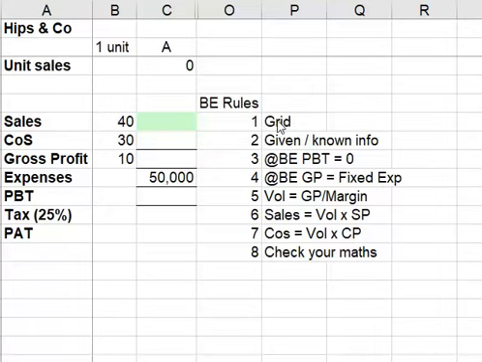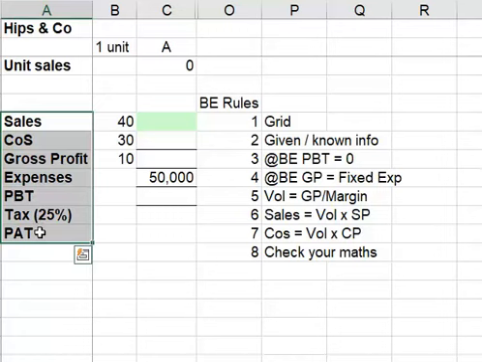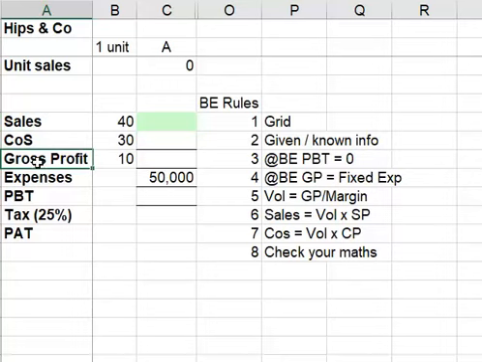The first rule is to draw a grid to help us have some structure to answer the question, and what I mean by a grid is I'm looking at the income statement grid, the basic income statement. Sales less cost of sales gives us a gross profit, less our expenses gives us a profit before tax, pay our taxes, and we are left with a profit after tax.